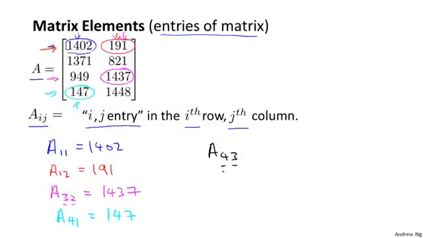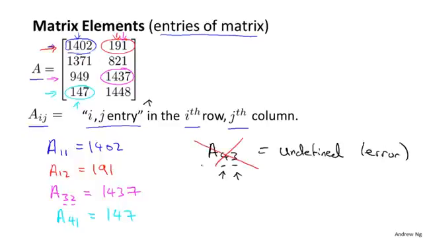And hopefully you won't, but if you were to write, say, what is A43? Well, that refers to the fourth row and the third column, but this matrix has no third column, so this is undefined. Or you can think of this as an error. So there's no such element as A43, so we shouldn't be referring to A43. So the matrix gives you a way of letting you quickly organize, index, and access lots of data.